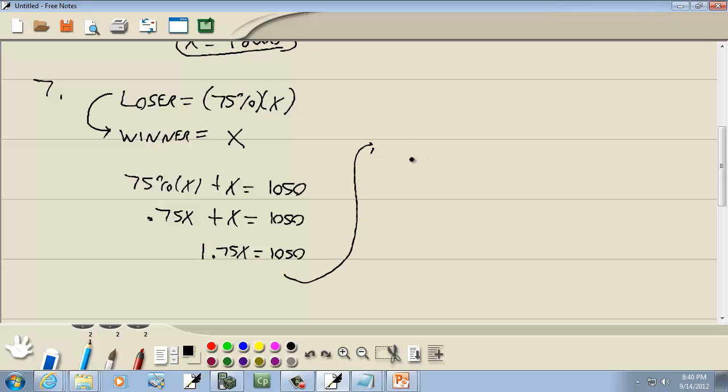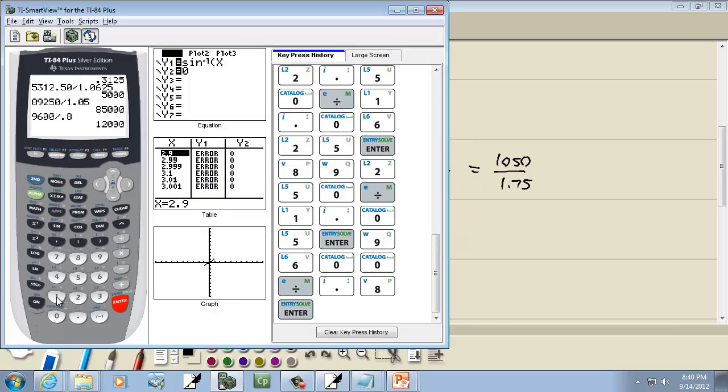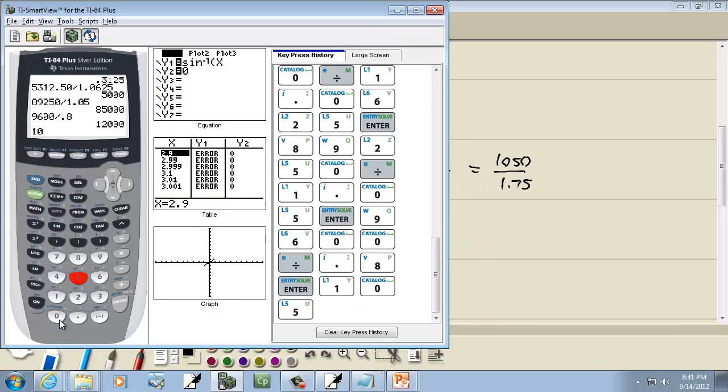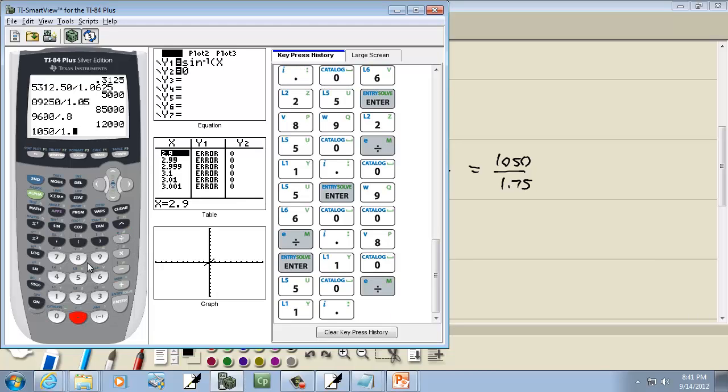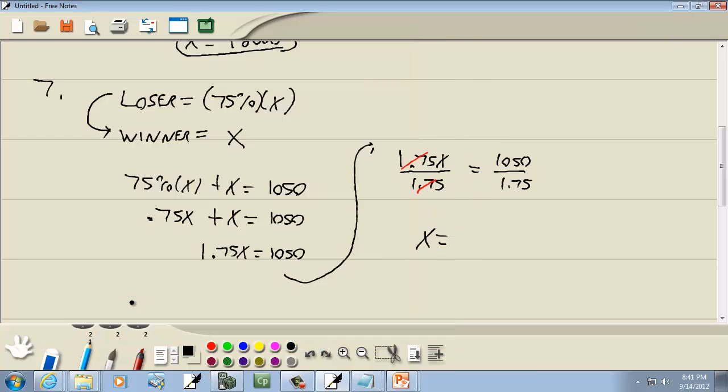And to get x by itself, we're going to divide both sides by the number in front of our x, which is 1.75. And those cancel. And let's see what this gives us. 1,050 divided by 1.75. So we get 600.